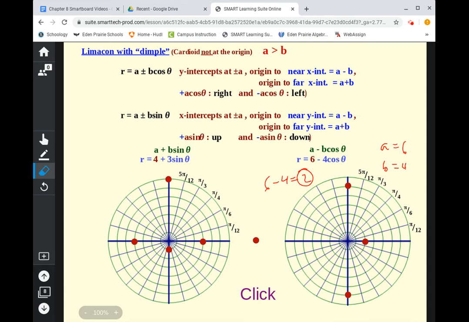And then to the far x-intercept, it's A plus B. So 6 plus 4 equals 10. And so now I count to the far side, should be 10. 1, 2, 3, 4, 5, 6, 7, 8, 9, 10, off the graph. All right.